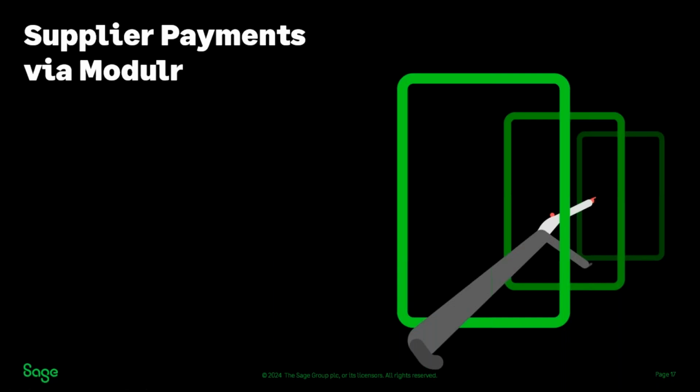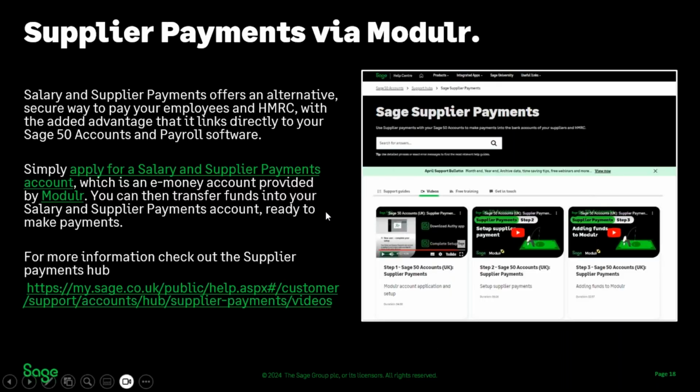Now, we do have lots of customers who use banks that maybe don't have plugins. So what we do have is an alternative, which is not e-banking, but it's very similar, and it's something called Supplier Payments via our partners Modular. So if you're in a position where your bank doesn't have the plugin, but you really would like to start looking at doing some form of payment to your suppliers directly from your software, then Supplier Payments may be a feature that you want to take a look into.